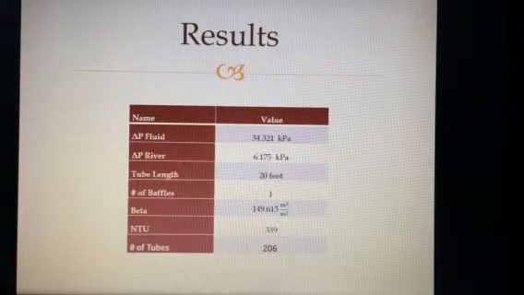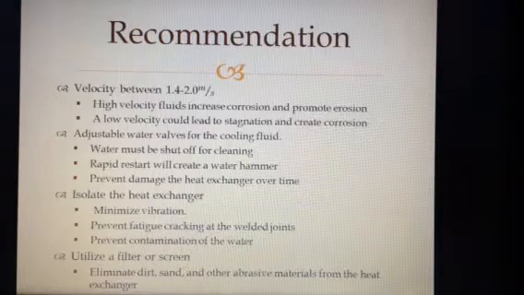The optimal solution in HEEDS was found, and the results are shown here in the slide. It's actually 206 tubes. They are 1/4 inch tubes, schedule 40. It uses 1 baffle. It's 20 feet in length, has a beta of 149.615, and an efficiency of about 0.34.